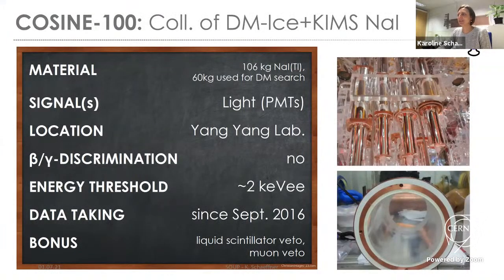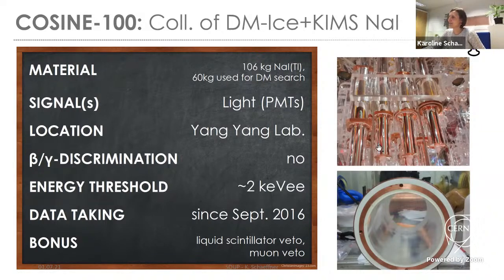Then there's an experiment which more or less started at the same time. It's called COSINE. It's in Korea. They have 100 kilograms of sodium iodide, out of which 60 are used now for the dark matter search. They measure also the light only, so it's just the same. They have a slightly higher threshold, and they started in September 2016, so a year before ANAIS. They have also something different to DAMA, as they have a liquid scintillator veto and also a muon veto, which I will explain in a second.